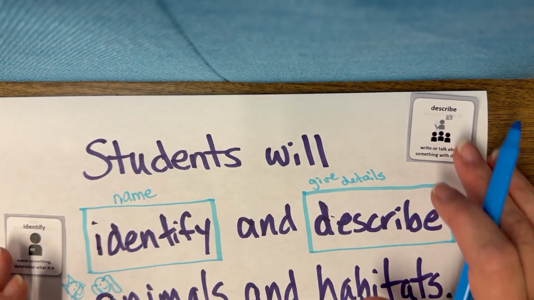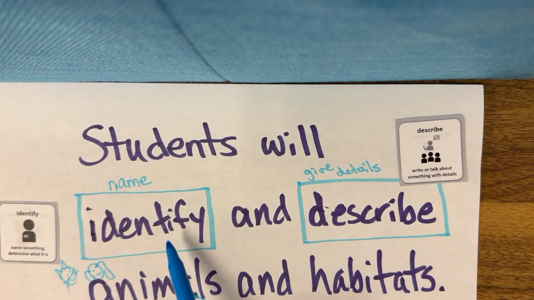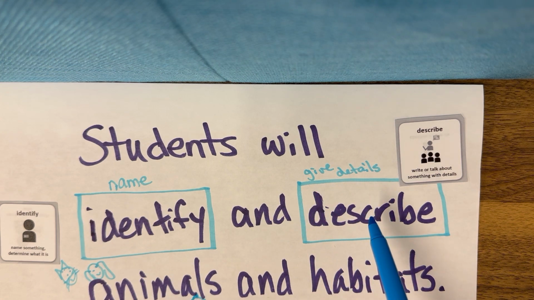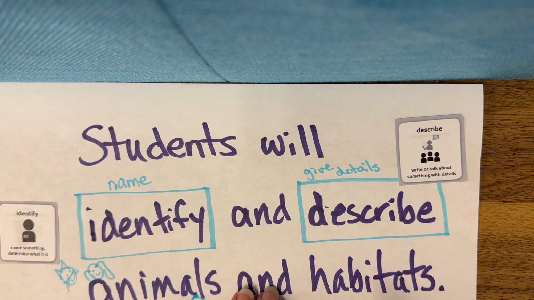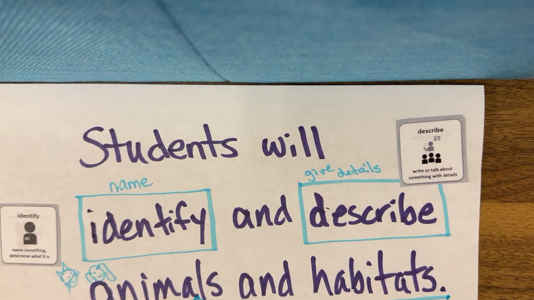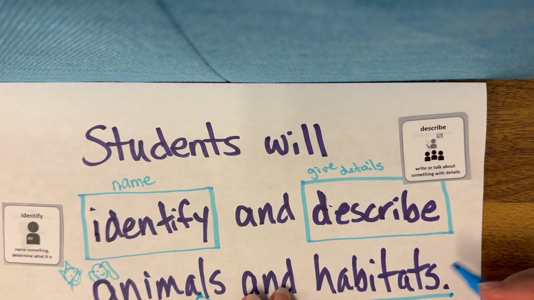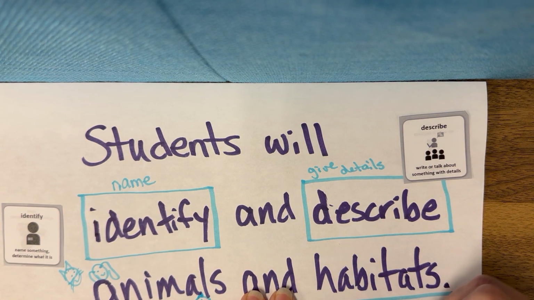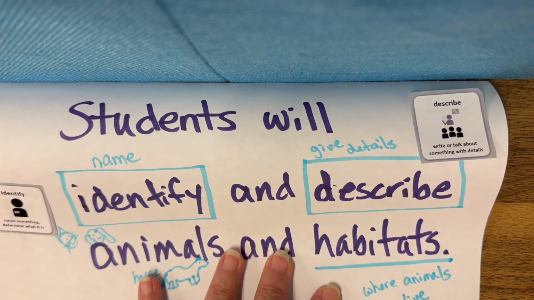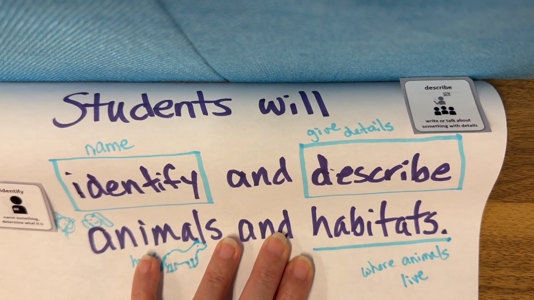Animals and habitats. So we're going to identify and describe animals. That means we're going to name different animals and we're going to talk about them and give details about them. Right, so maybe my cat is a black cat. Maybe I have a brown dog with white spots, right? We're going to describe them. And habitats. Habitats is a new word for us in this unit. Habitats are where animals live. Okay? Animals live in a habitat.